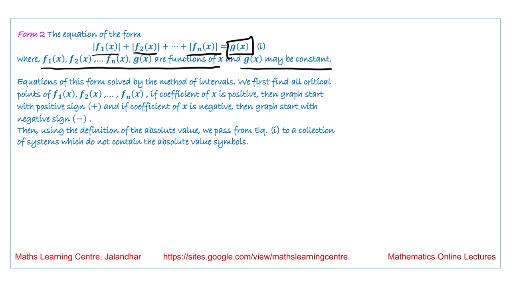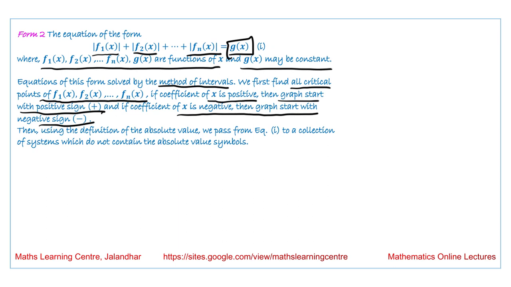To solve these kinds of problems, we use the method of intervals. First of all, we calculate the critical points corresponding to f1(x), f2(x) and fn(x). If the coefficient of x is positive, then the graph starts with a positive sign, and if the coefficient of x is negative, then the graph starts with a negative sign.